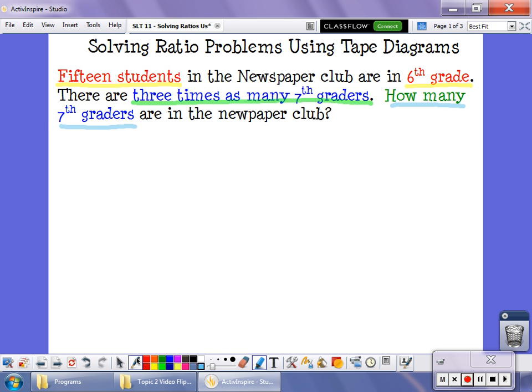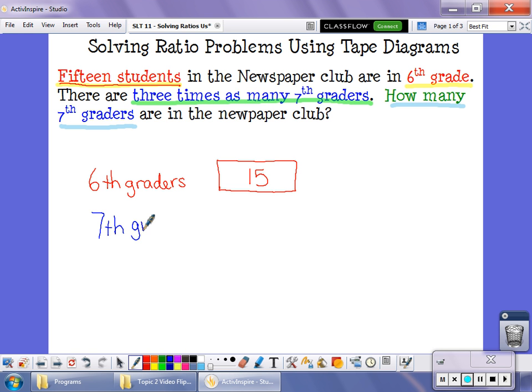Well, here's how we can use a tape diagram to help us out. First, let's start with what we know. This will be our 6th graders right here. I'm going to make a rectangle that I can use to represent how many 6th graders are in the newspaper club. And I know that there are 15 6th graders in the newspaper club because that's what it tells me in my question here. Now, we are also told that we have some 7th graders.